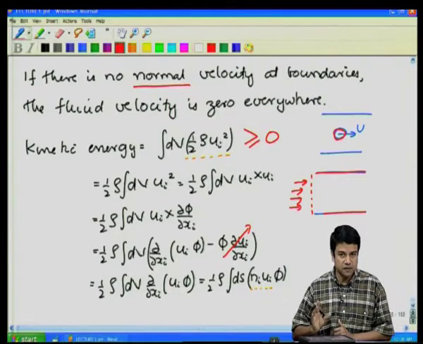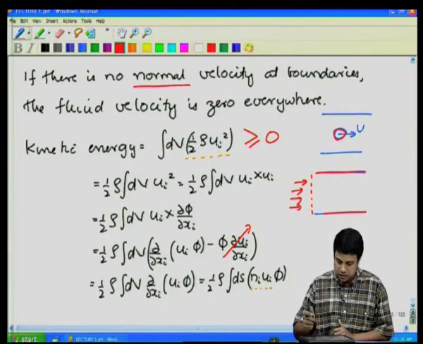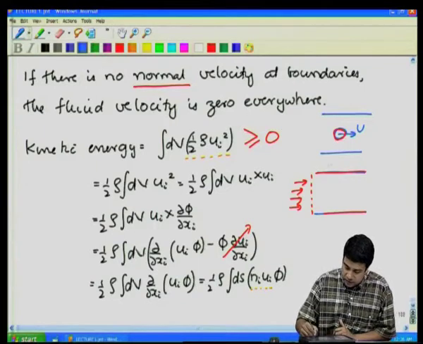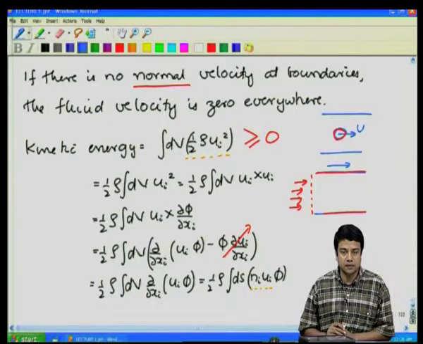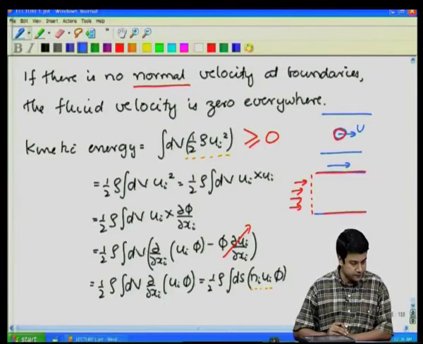If there is no normal velocity everywhere, surfaces may be moving tangentially. So, you could in general have a tangential velocity at a surface like this. That will not cause a flow within the fluid in potential flow, because we have neglected momentum diffusion.